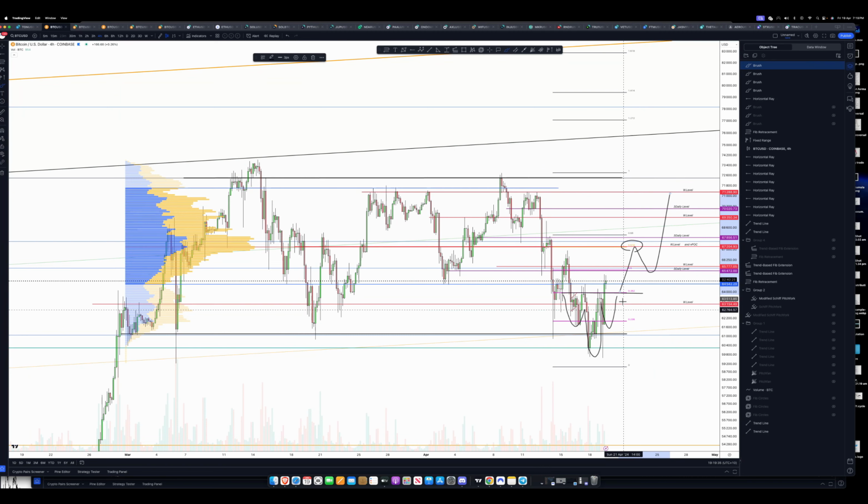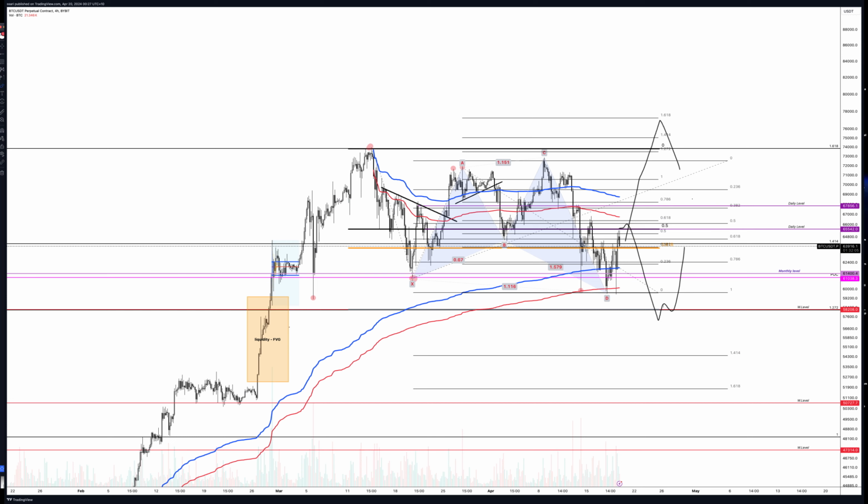However, it could also be a fake out. We can get this and then come back down again and then just go sideways more. I was looking for further downs.